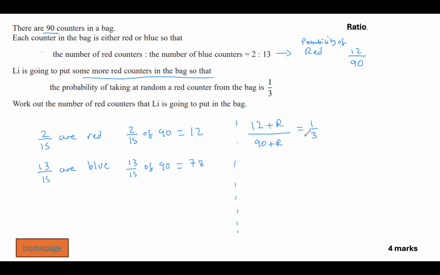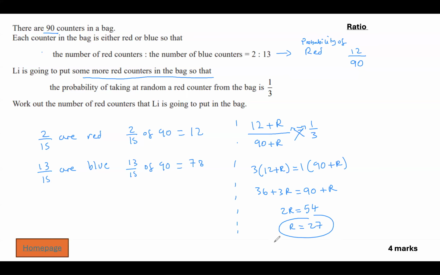And now we simply need to cross multiply here. So we are going to get 3 multiplied by 12 plus R and 1 multiplied by 90 plus R. So now what we end up with is 36 plus 3R is equal to 90 plus R. So if we subtract 36 from both sides, 90 minus 36 is 54. And if we subtract R from both sides, we get 2R. So R is equal to 27.